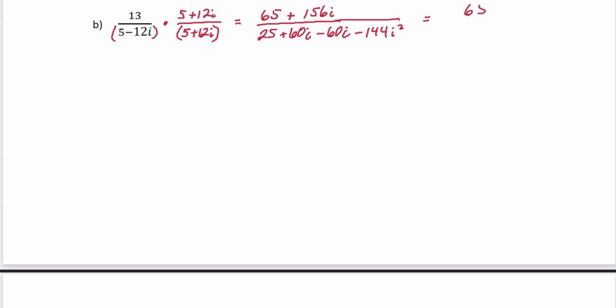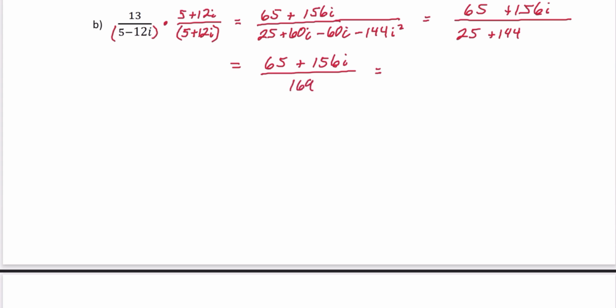The top, we can just copy that over. Nothing to simplify in the numerator. In the denominator, we have 25. 60i minus 60i adds to 0. Those go away. And remember, i squared is negative 1. Negative 144 times negative 1 is positive 144. Continuing to simplify, we have 65 plus 156i divided by 169.